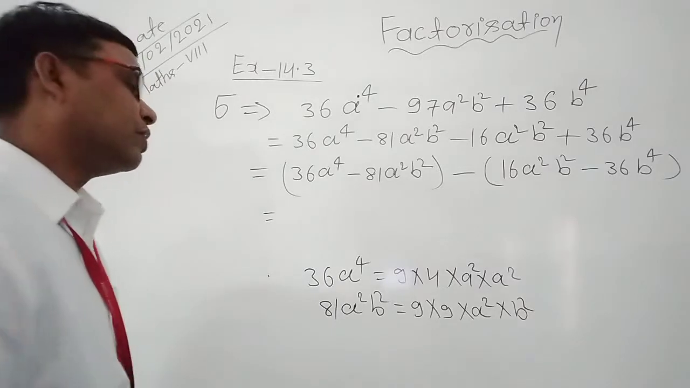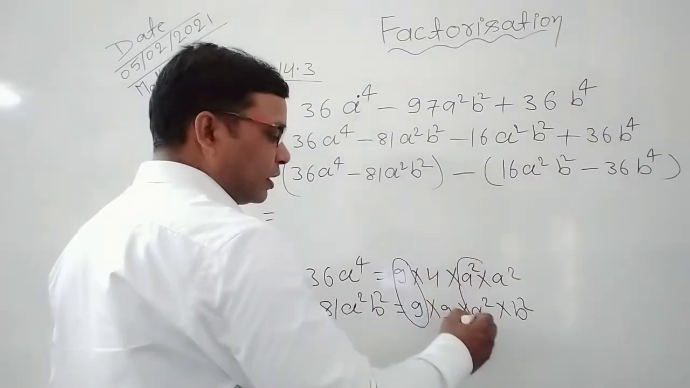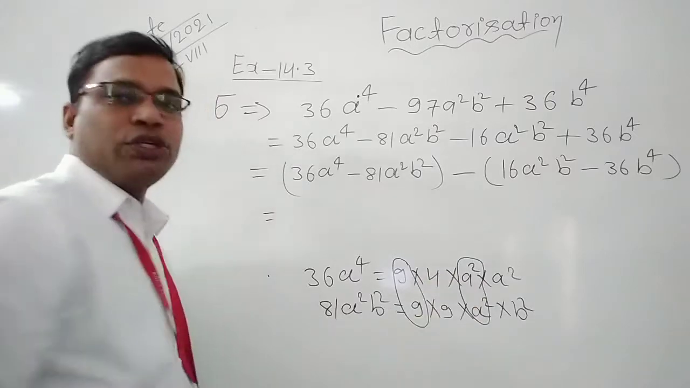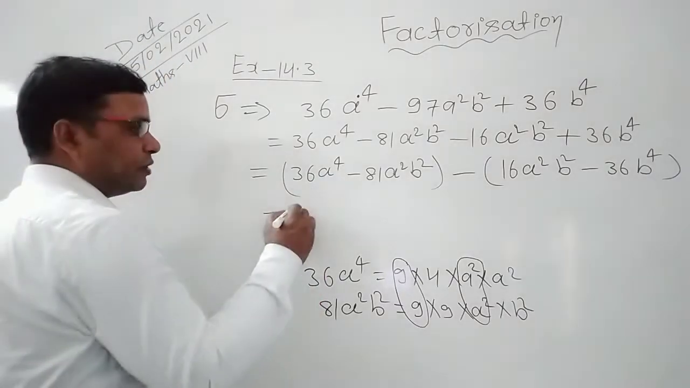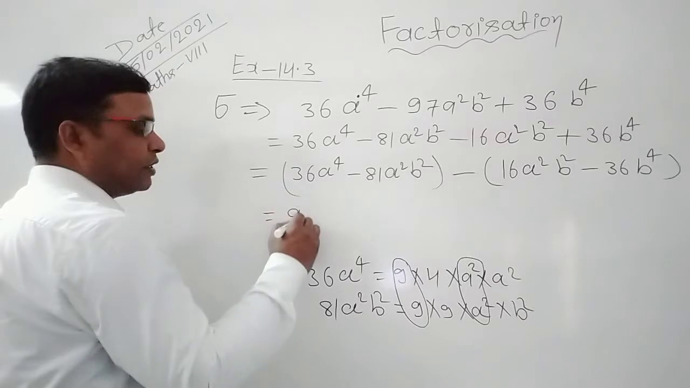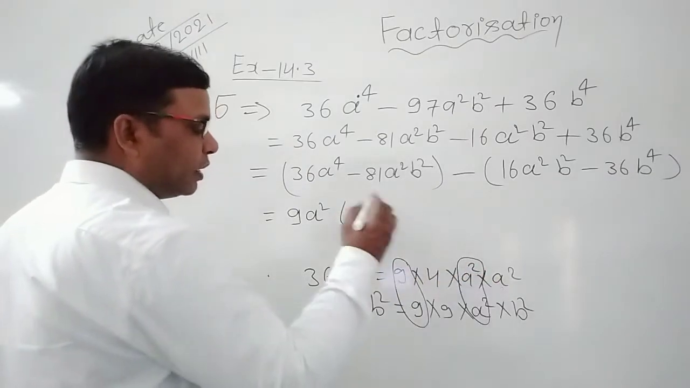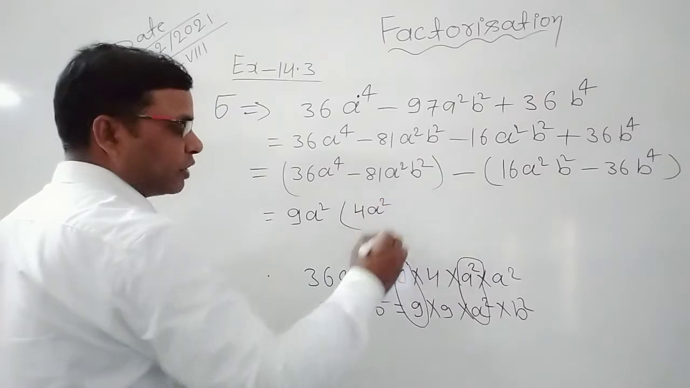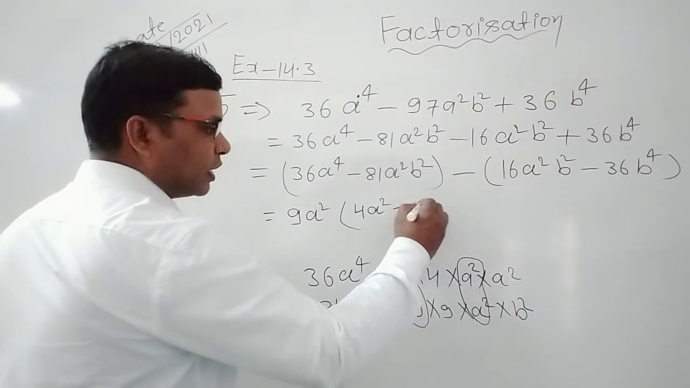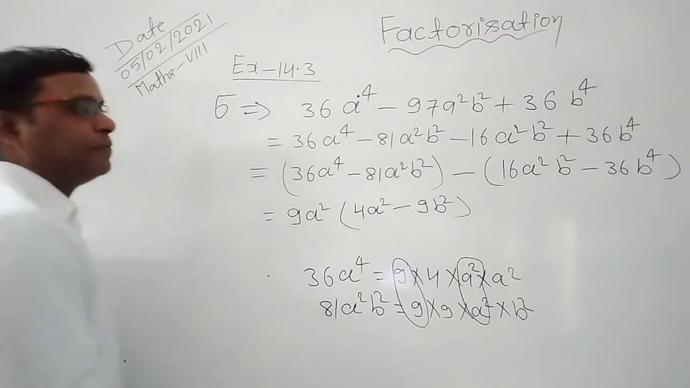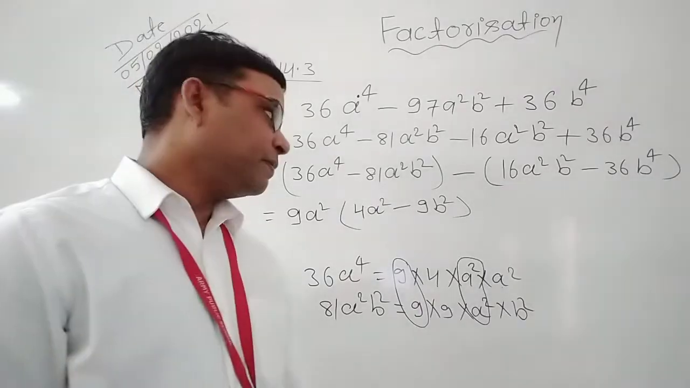This is clear. So you can see 9 is common between them and a² is common between them. So 9 into a² is common between them. So here we take 9a² as common in the first group of both terms. In the first term we have 4a², and in the second term we have 9b². So in the first group we take common 9a², and we have 4a² minus 9b².